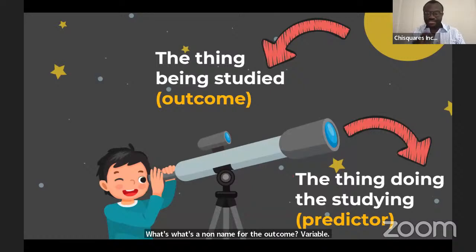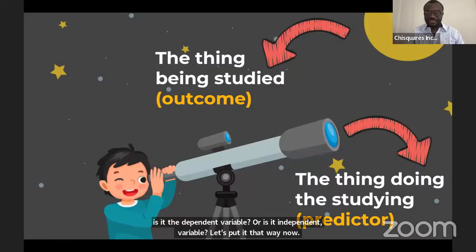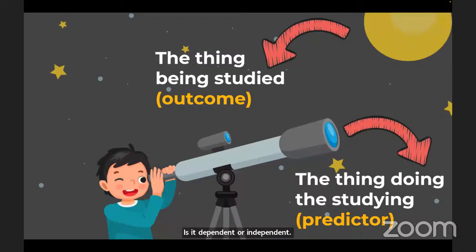You can type it in the chat. What else do we call the outcome variable? What other popular names do we have for it? Is it the dependent variable or is it an independent variable? Let's put it that way. Is it dependent or independent? So we have dependent. Let's say that dependent.